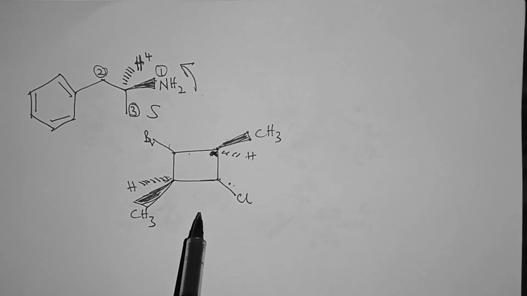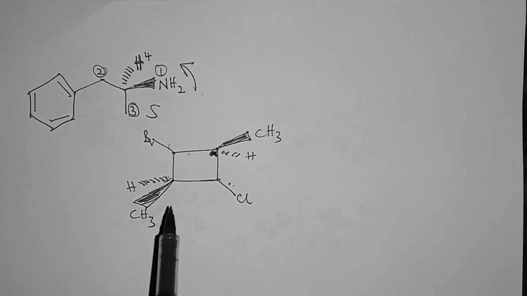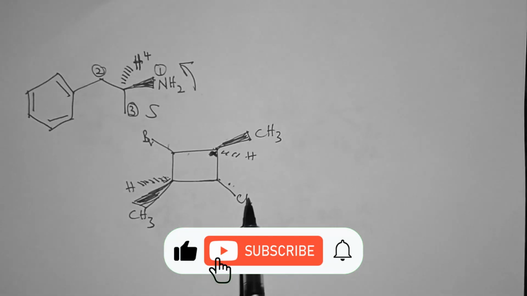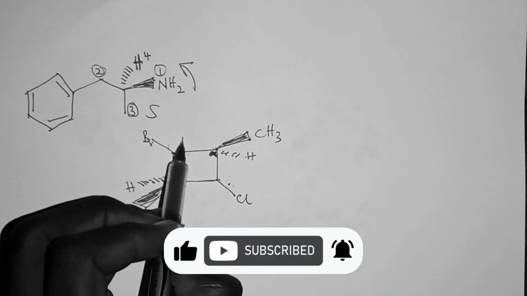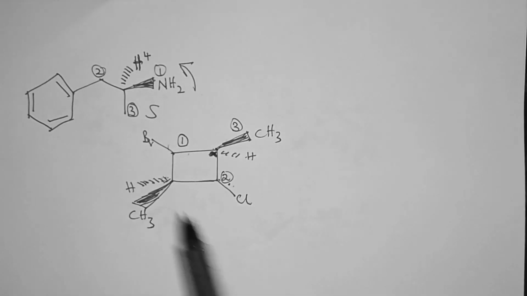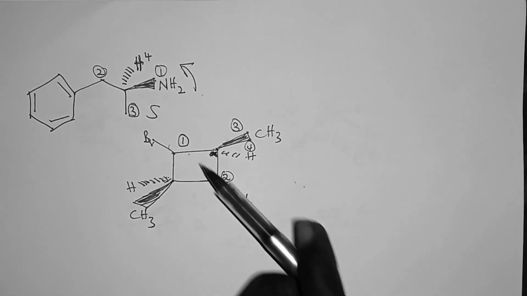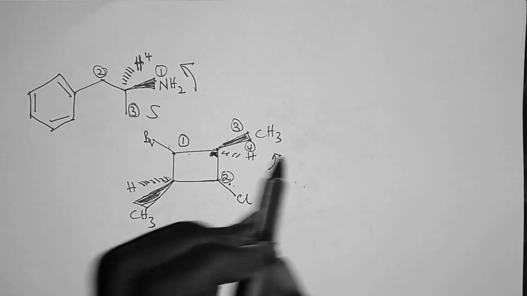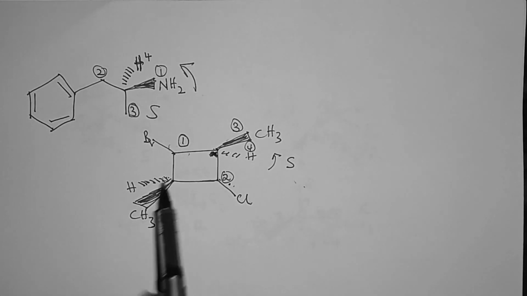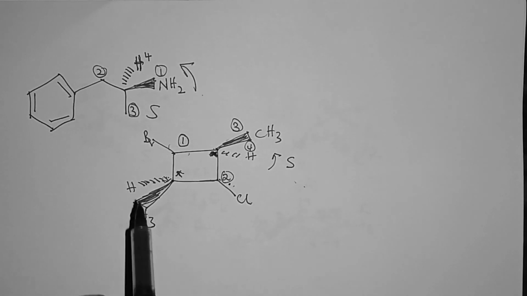Let's determine the configuration in this case. So the proton is already pointing away from us. This is CH3. Bromine has a higher atomic mass than the chlorine group. So this part becomes 1. And this is number 2 and then number 3. Number 4 is the proton. If we cover it, then 1, 2, 3 is going in the anti-clockwise direction, and that is an S configuration. This is also a chiral center. So let's determine the configuration in this case.